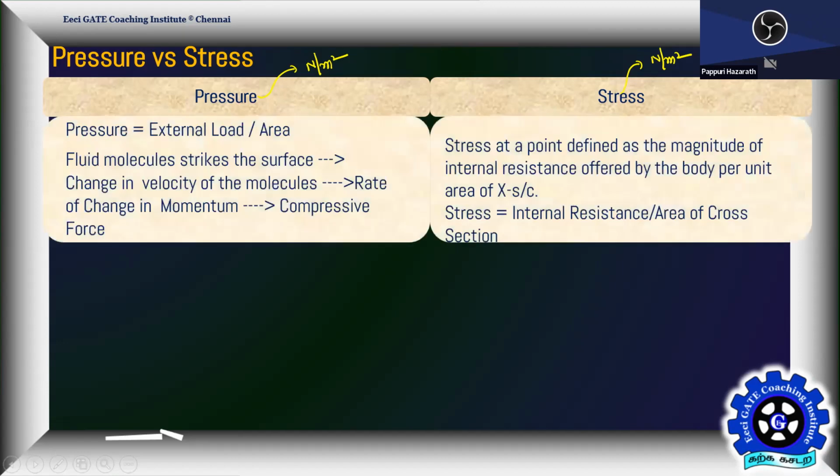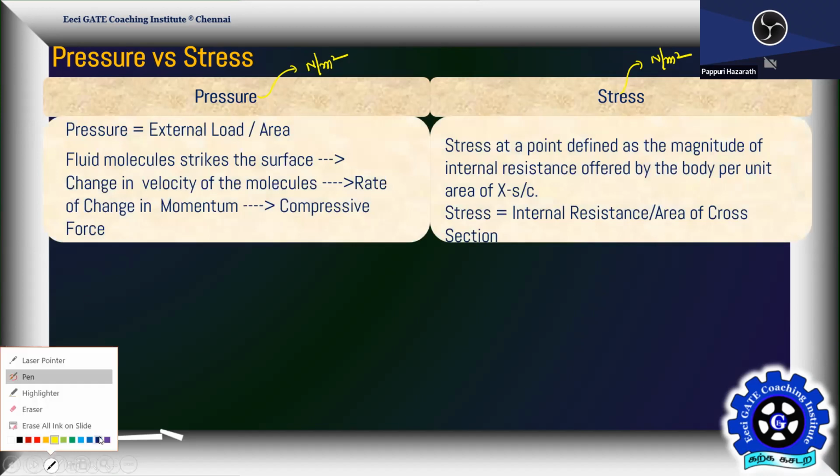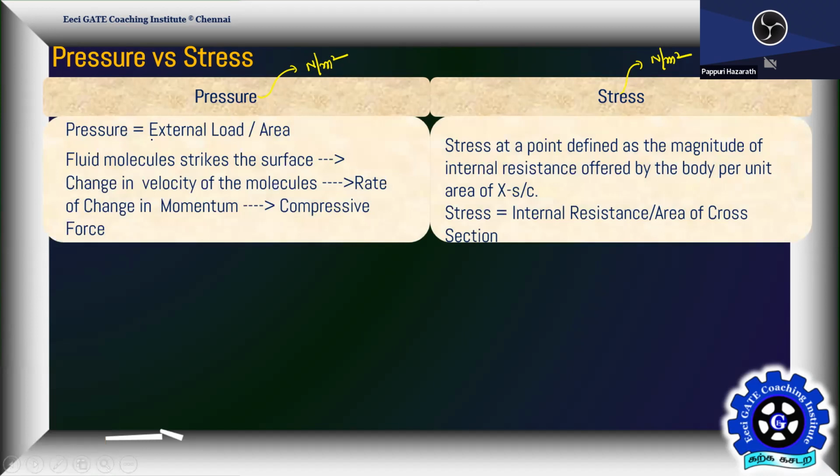Just have a look at this. External load or external force acting per unit area of cross-section, that is nothing but pressure. Pressure P equivalent to F, the external force acting per unit area of cross-section. But stress is nothing but the internal resistance offered by the body per unit area of cross-section.